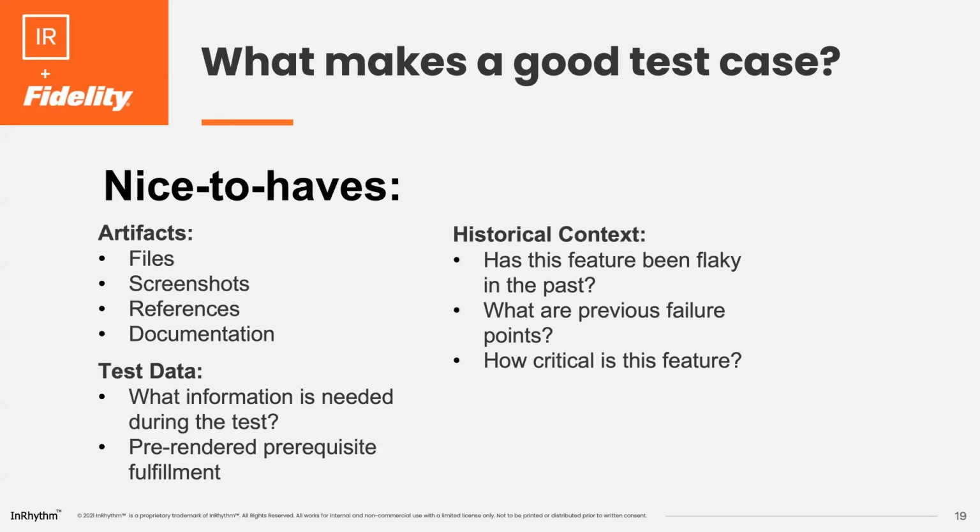Test data, what information is going to be needed during the test? Pre-rendered prerequisite fulfillment. So for example, if I need an account of a certain type, test data, give me that account. Give me an account that satisfies those requirements. Give me an item that satisfies those requirements. Let me know what I need to search for something particular to show up. Information that's needed during the test.